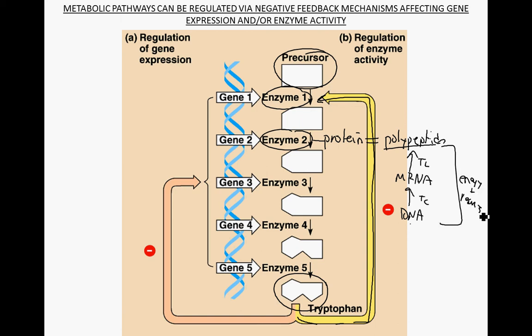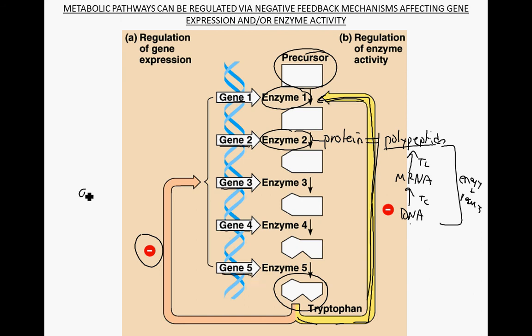So if the cell does not need this tryptophan, in addition to feeding back this way and slowing down the production of tryptophan, this tryptophan can also save time, energy, and resources by turning off the expression of any genes that make these enzymes, or that code rather for those enzymes. So tryptophan now can act as an allosteric inhibitor to some sort of enzyme to even just stop the expression of all of these genes, right?